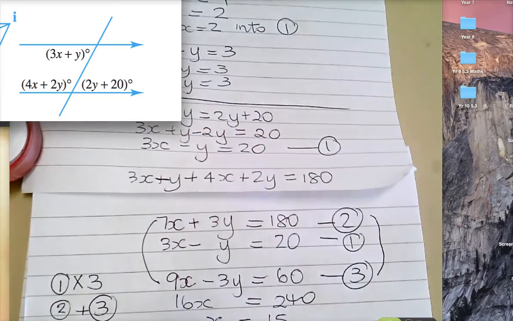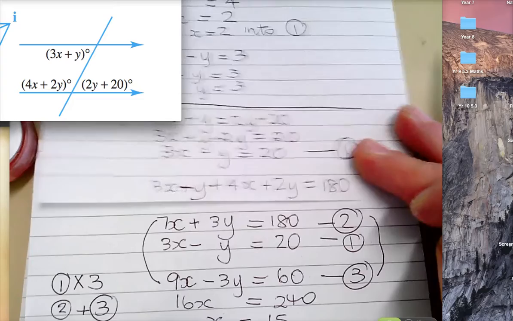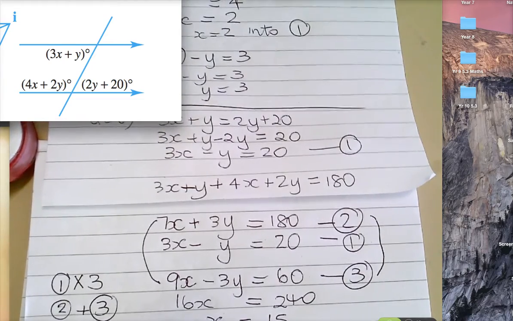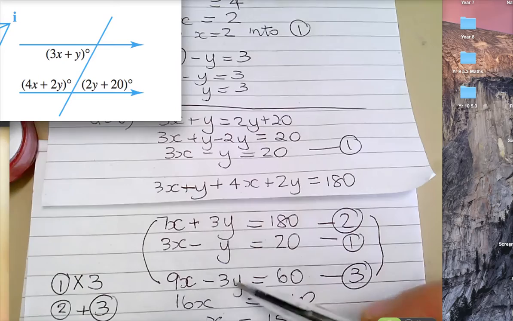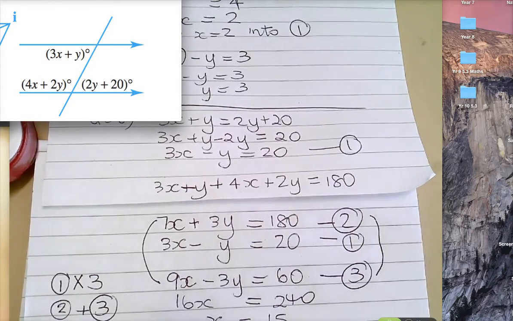We've made the 3y's, excuse me ladies, shh. We've made the 3y's. We've got plus 3y and minus 3y's, so with equations 2 and 3, the 3y's are the same except one's a positive, one's a negative. So you add equations 2 and 3 together.